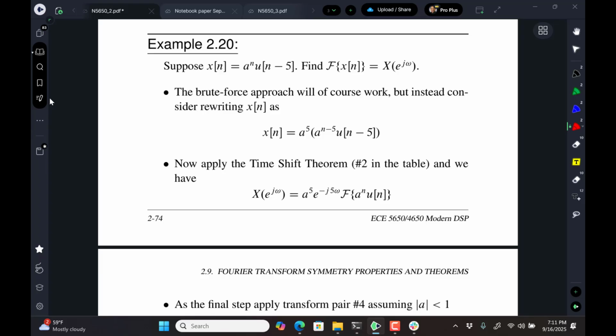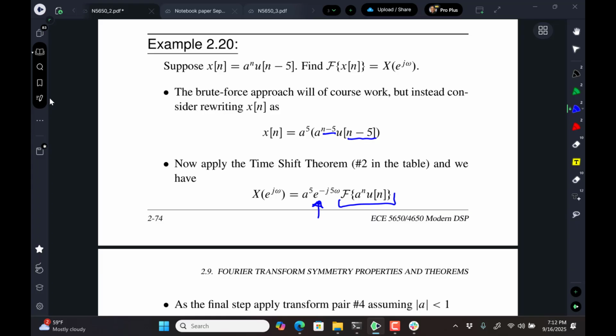In other words, to apply the delay theorem to what's in parentheses, we have to take advantage of the fact that we have n minus something everywhere inside there. So we arranged it to get n minus 5, and then the delay theorem will just be the Fourier transform of the undelayed a to the n u of n, and then this gets brought in from the delay theorem. And then the a to the 5, which was brought outside, just carries over because it was necessary to apply the delay theorem.